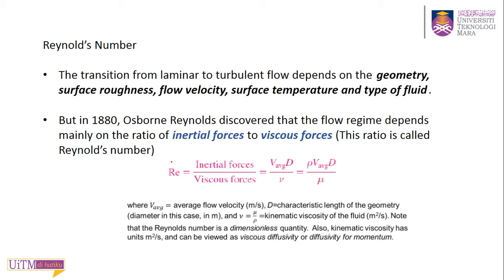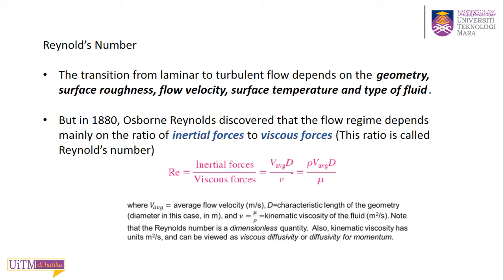And this Reynolds number is a dimensionless quantity. There is no unit. It's just a number, and that number will tell you whether that fluid flow is laminar or turbulent. So the inertial force is the velocity times the diameter, divided by the viscous force, the viscosity. This is the kinematic viscosity, and we know that kinematic viscosity is mu over rho, dynamic viscosity over density.